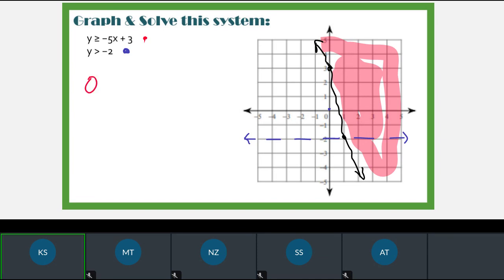All right. So for Amari's, she used 0, 0 as a test point. So when we do that, we get 0 is greater than or equal to 3. Is 0 greater than 3? No. So this is the point 0, 0. So she is going to shade the other side because we got a false statement. And then AJ, go ahead and shade either above or below that blue line.